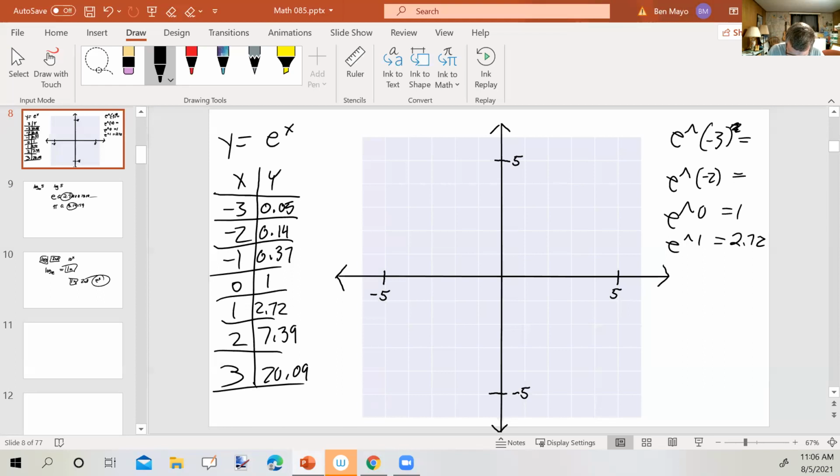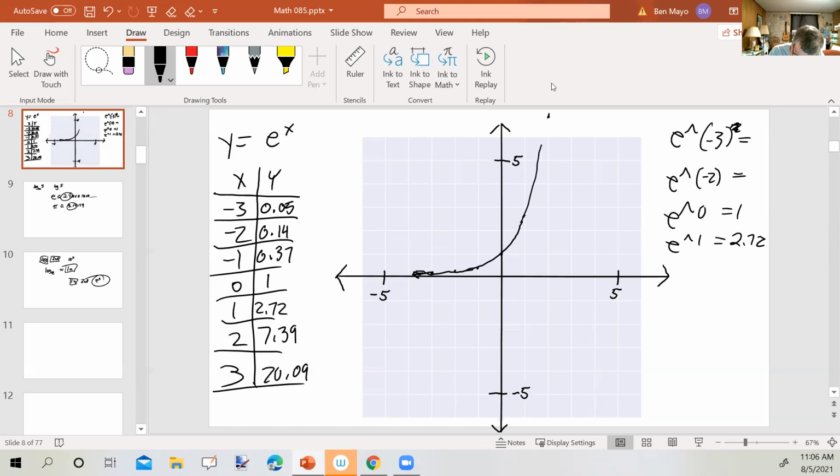So let's see, at -3, we're at way down here, and then it climbs a little bit. It gets to about 1/3. Here we're at 1. Here we're at 2.72. Here we're up off the graph, and of course 20.09 is way off of this graph.